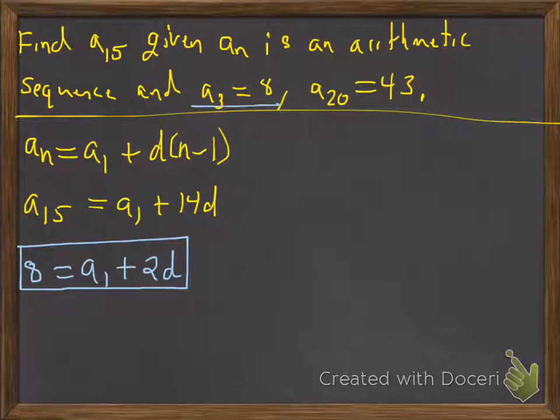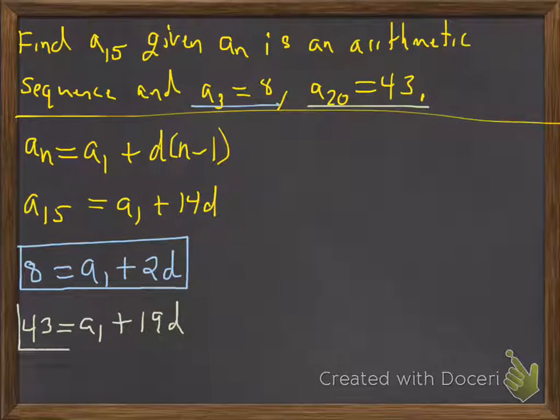Then it'll be 43, and that's going to be equal to a_1 plus, and we plug 20 in, so 20 minus 1, so we have 19d. All right, now we have to go back to before college algebra. Well, you did this in college algebra a little bit. It's a system of two equations and two unknowns. We could solve this by the elimination method or the substitution method. It doesn't really matter. We'll end up getting the same thing.